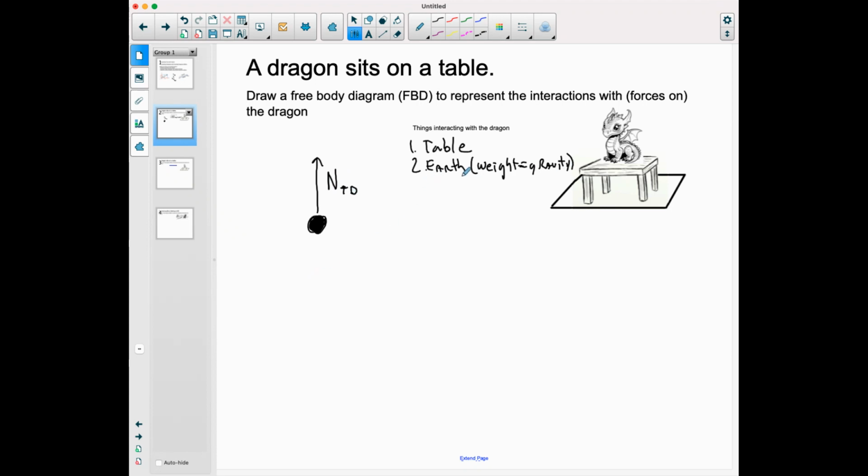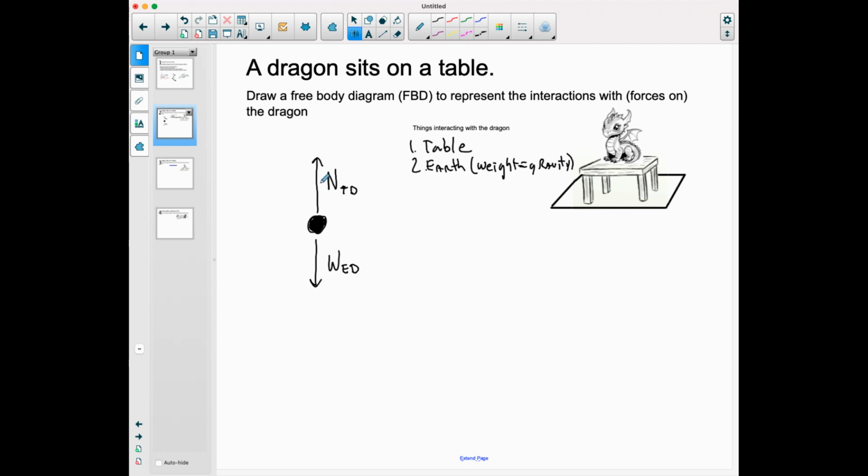Now another thing interacting with the dragon is the earth. And the earth, by way of gravity, pulls down on the dragon. So we're going to call this the weight of the dragon, which is the earth interacting with the dragon. Again, the double subscripts show us what two objects are interacting.